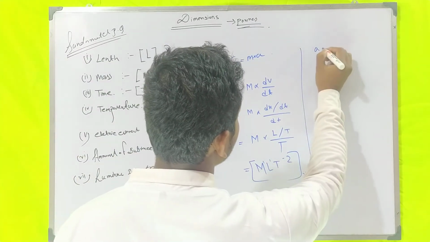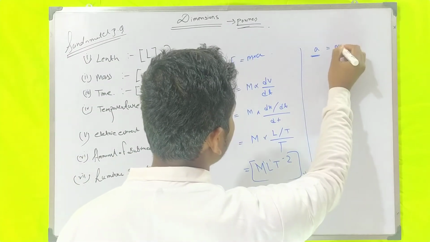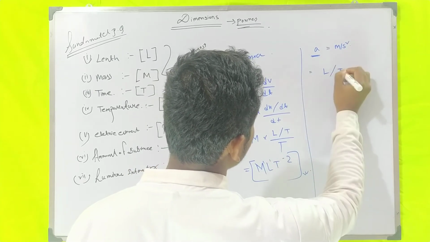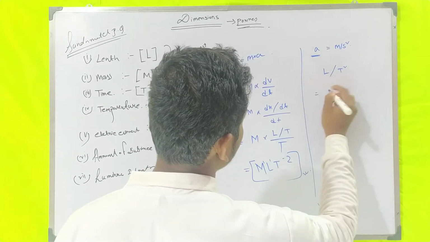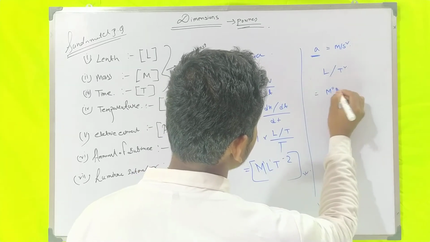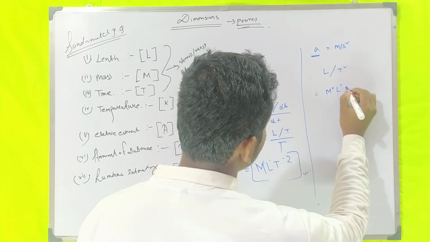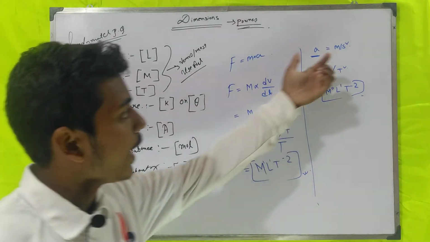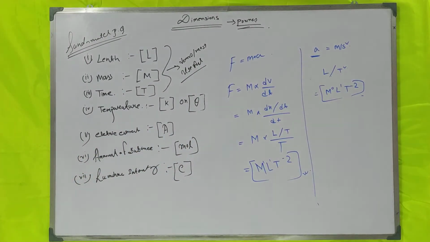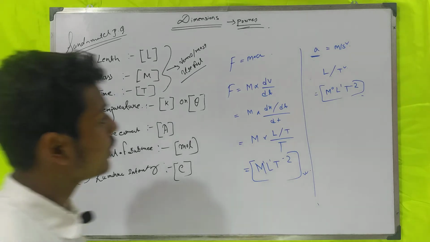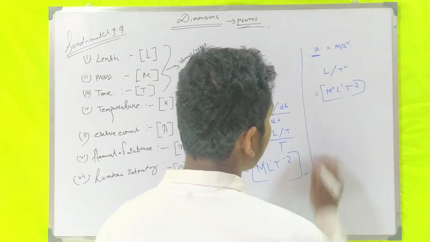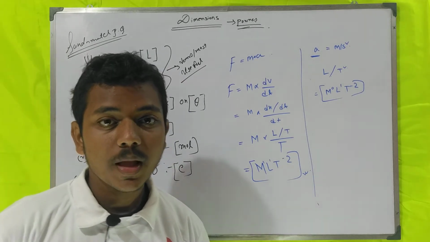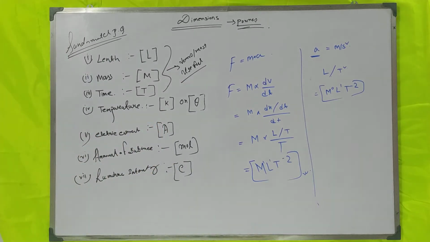And here we can find the acceleration. The unit of acceleration is meter per second square, so we can use meter as length by time square. We can write M^0 L^1 T^-2. So this is the acceleration. Now we will find the speed. Speed and velocity units are the same. If the units are the same, the dimensions will be the same.